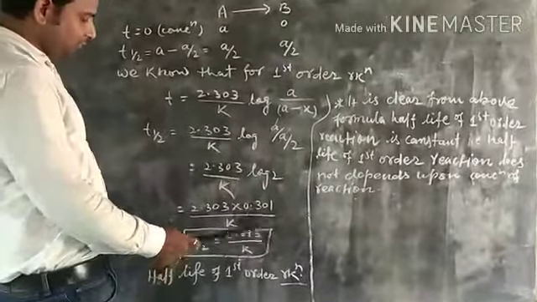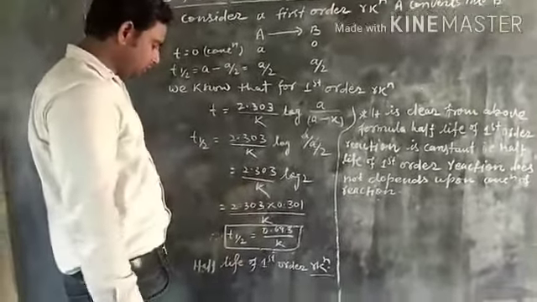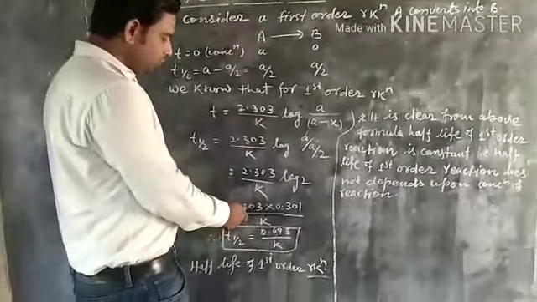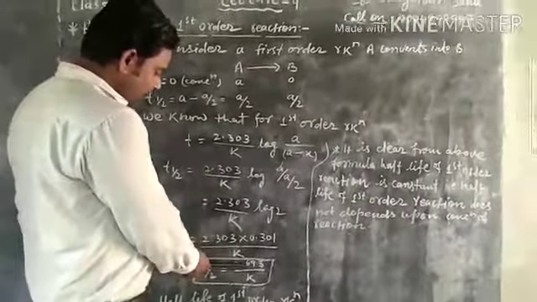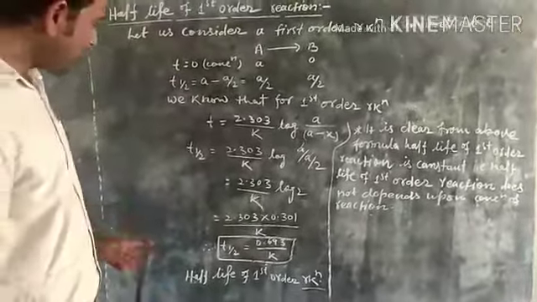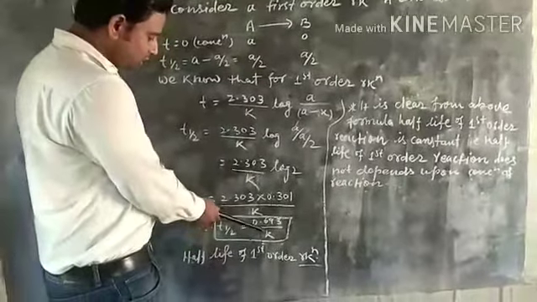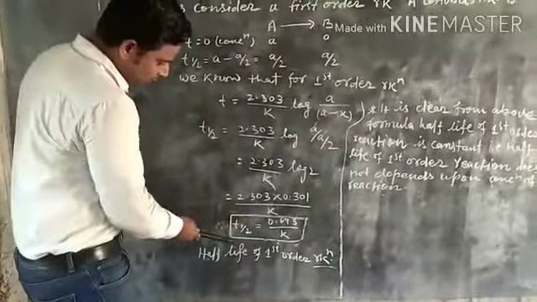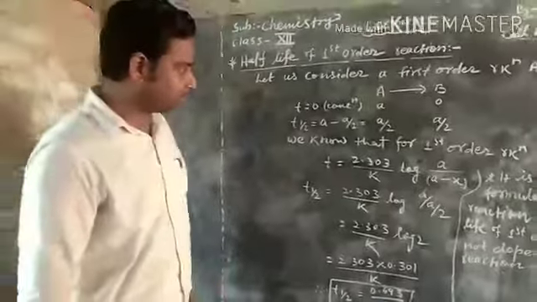And the value of log 2 is 0.301. And when you multiply 2.303 into 0.301, then it becomes 0.693 by K. So dear student, half-life for first order reaction, means T half, equal to 0.693 by K. So this is half-life for first order reaction.